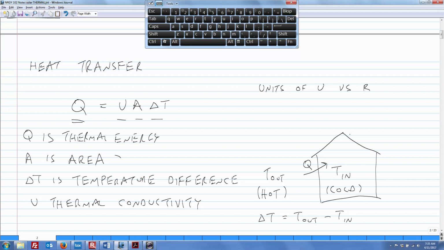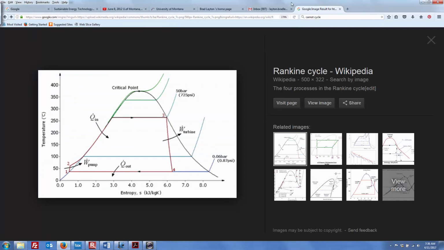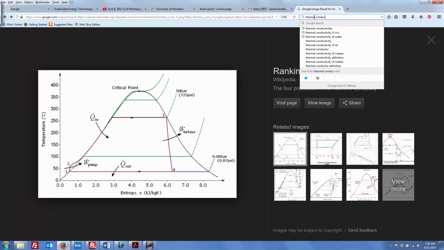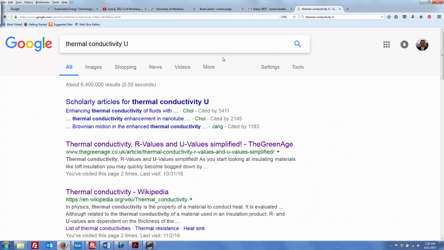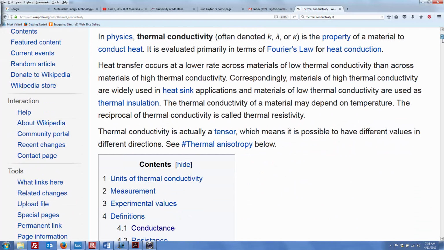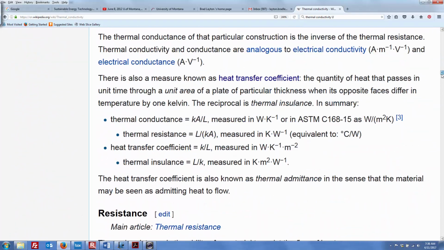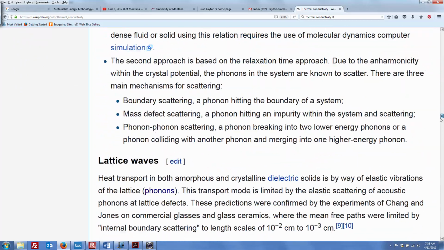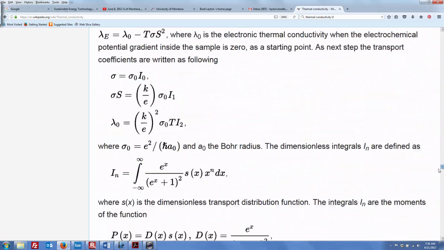Now all of this, the entire thing around the outside, this is the area. And so we know what heat is, we know what the area is, that's just how big it is, that's the size, and we know what delta T is. So what is U? Let's go look at U. Let's go look for thermal conductivity. Okay. Thermal conductivity. So if we come down here, what I like to do is just go and look at all of the different materials.